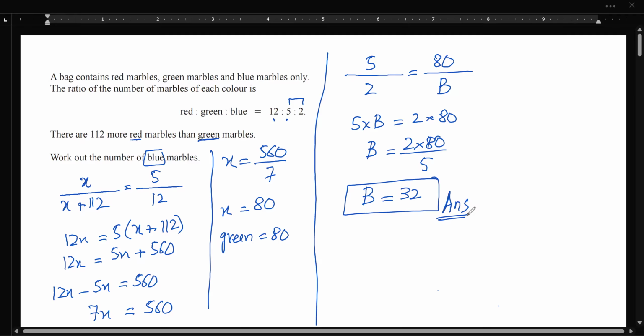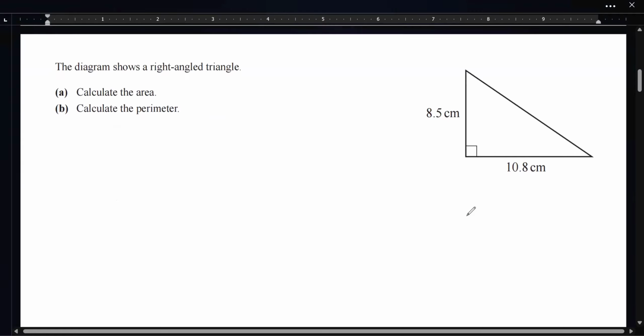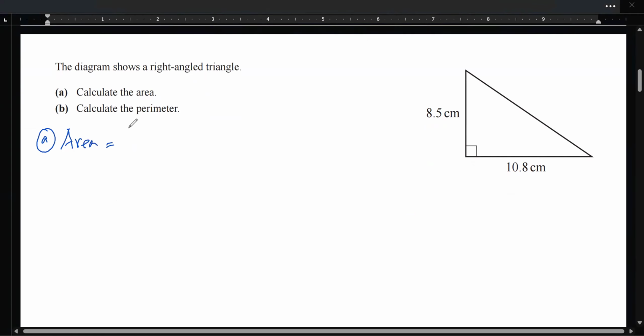Okay, let's continue. Move on to the next question. Yes, we have a diagram here. Calculate the area of the triangle. For part A, you are looking for the area of the triangle, and the very basic formula of the area of a triangle is half times base times height. That's a very basic formula.